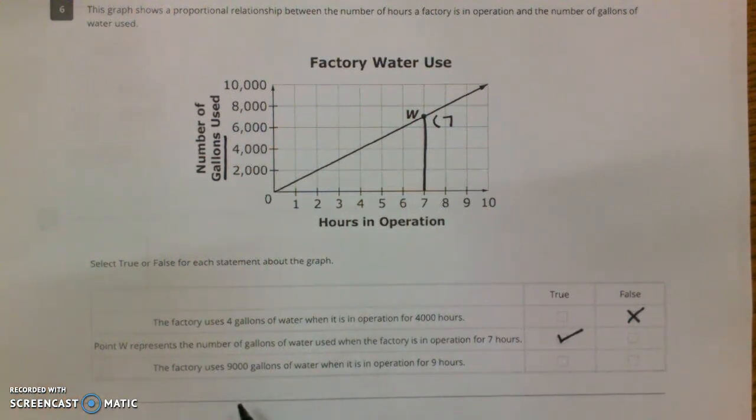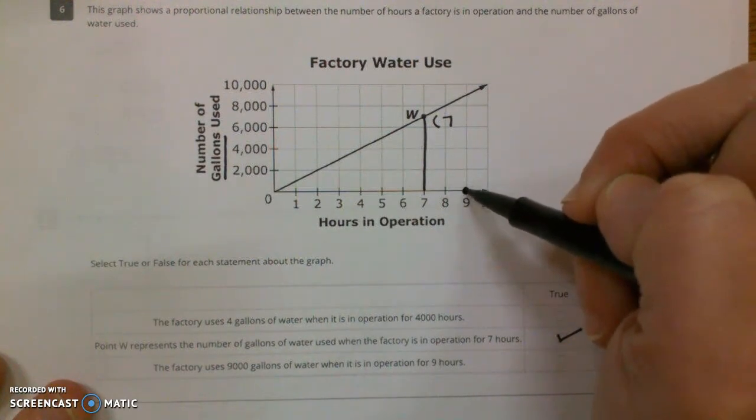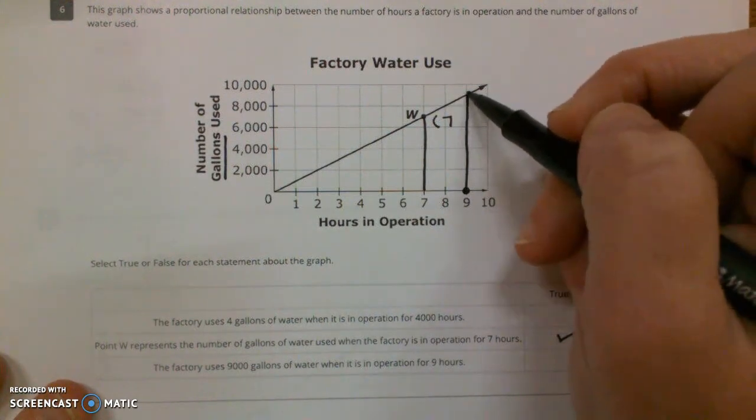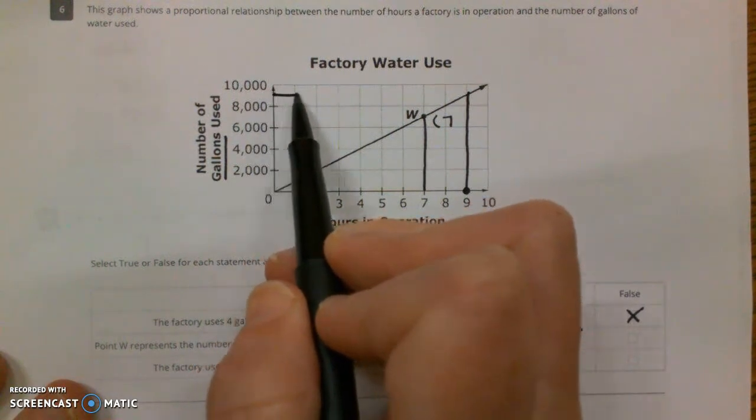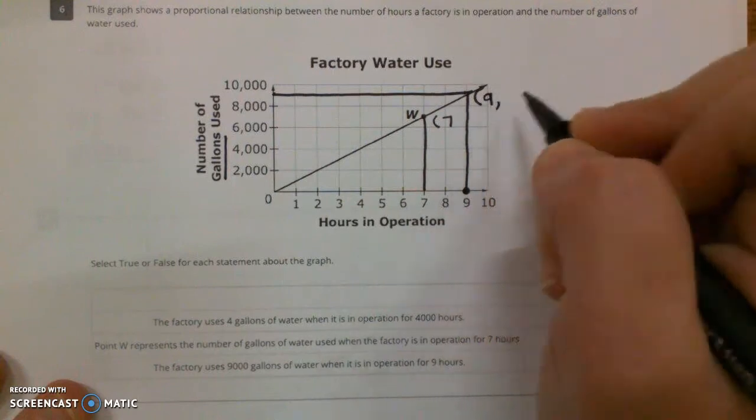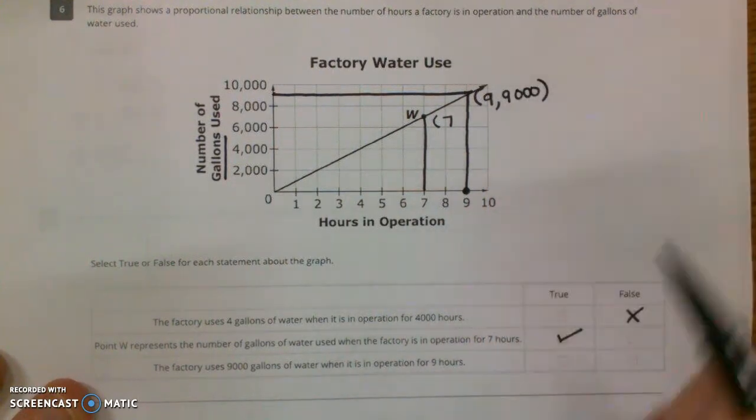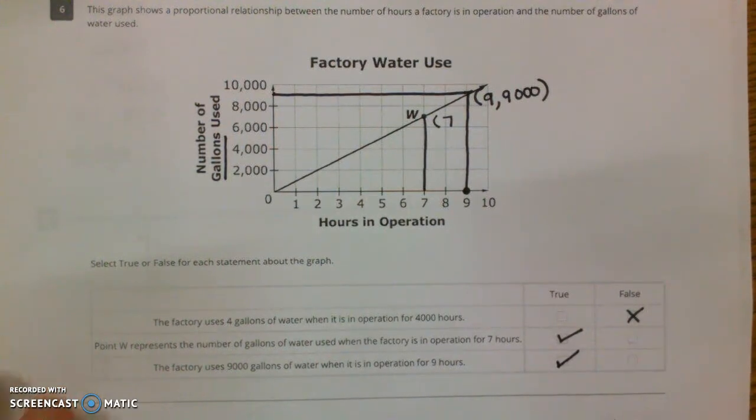And then when the factory uses 9,000 gallons of water when it's in operation for 9 hours, we're looking to see if at 9 hours, if we follow this up, if we look across, then we will find that that point is at 9,000. So that also would be true.